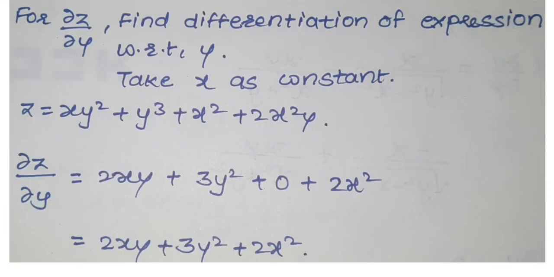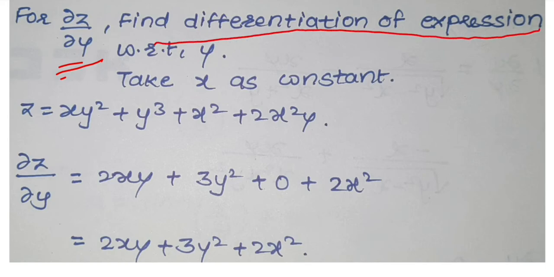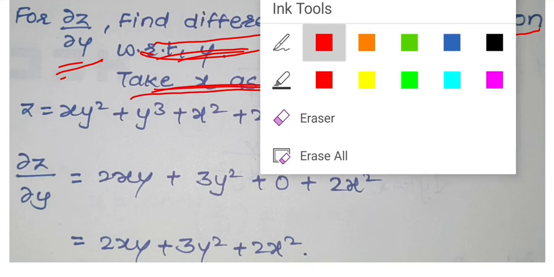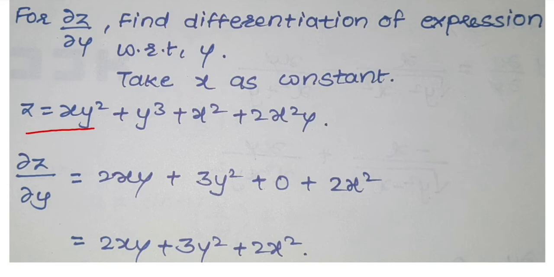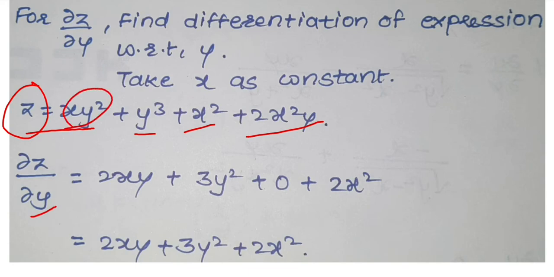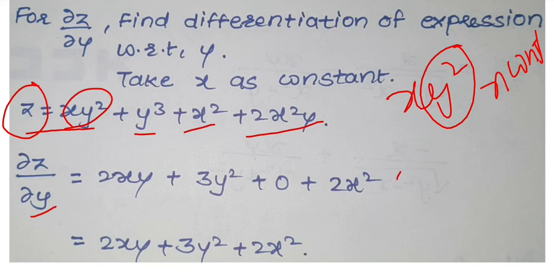Now we have to find delta z upon delta y. So find the differentiation of the given expression with respect to y and take x as a constant. That is, we will take all the x as a constant term. We have z equal to xy square plus y cube plus x square plus 2x square y. So differentiation of z with respect to y is delta z upon delta y. Now xy square. Here x is a constant term, so we differentiate y square. Differentiation of y square will be 2y, and with this constant x, we get 2xy here.